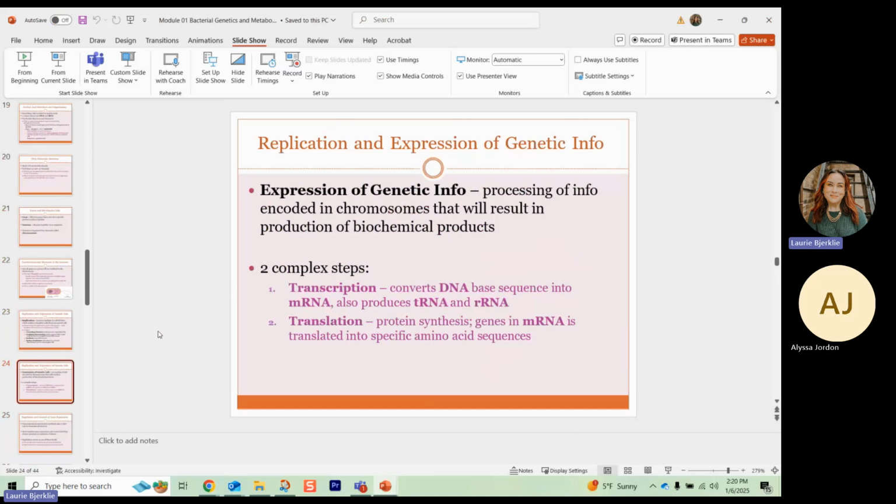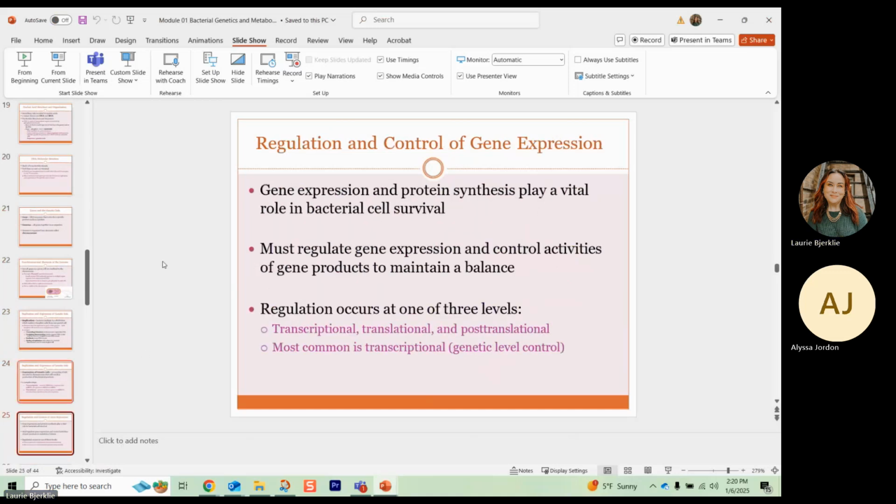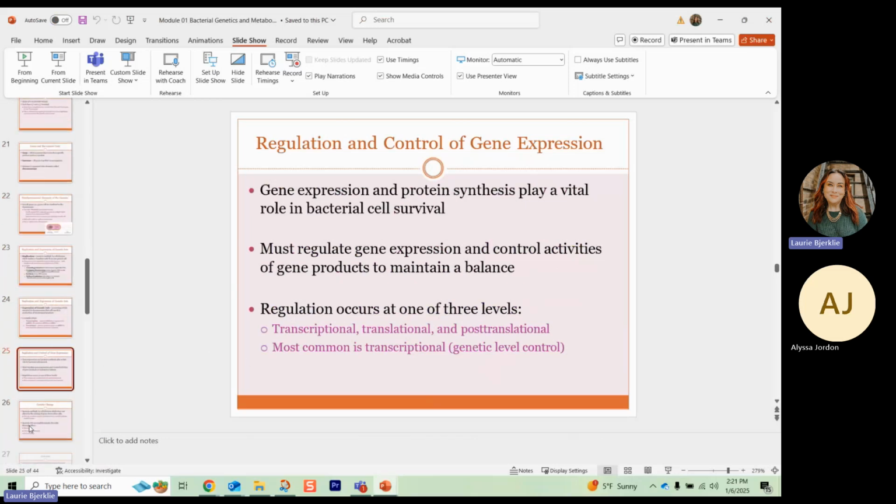They then have to express that genetic information. So they have to use it. So they have transcription and translation. Transcription is going to convert their DNA into RNA. And then translation is all about protein synthesis. So that is amino acid sequences. You have to put amino acids together to make a protein. You probably learned that in chemistry as well. And so that is what they're doing with translation, making those proteins. So in order for a bacteria to survive, they have to have all that gene expression and protein synthesis. And so they will regulate this whole process as well through those 3 levels of information.